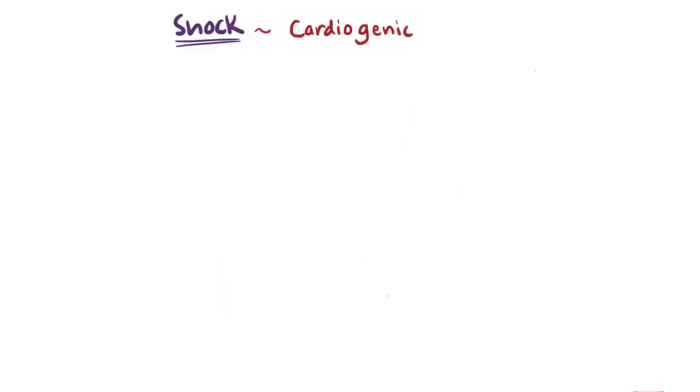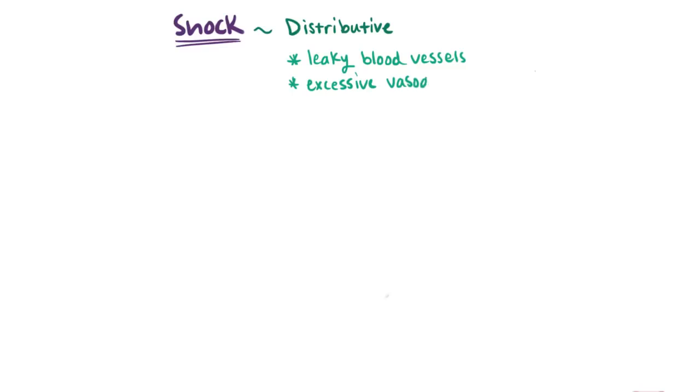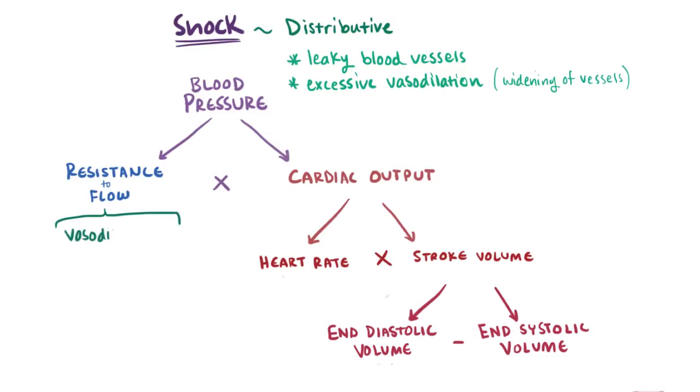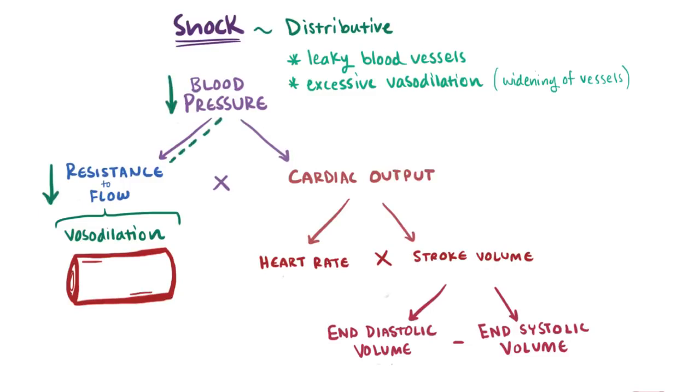Alright, the third main category of shock is called distributive shock, where there's typically a leakiness of blood vessels and an excessive amount of arterial vasodilation, or widening of the peripheral blood vessels, which remember is one of the components of vascular resistance. If arterioles dilate, vascular resistance to blood flow goes down and blood pressure goes down, leading to less perfusion and distribution of blood to organs and tissues.